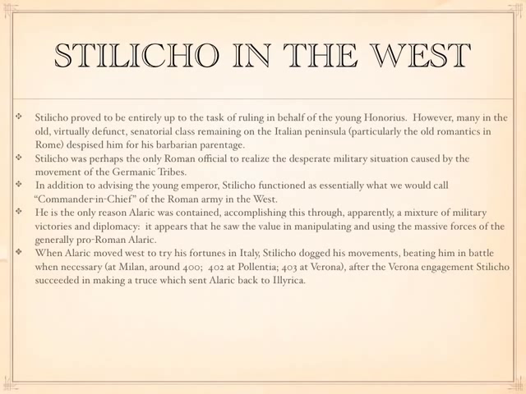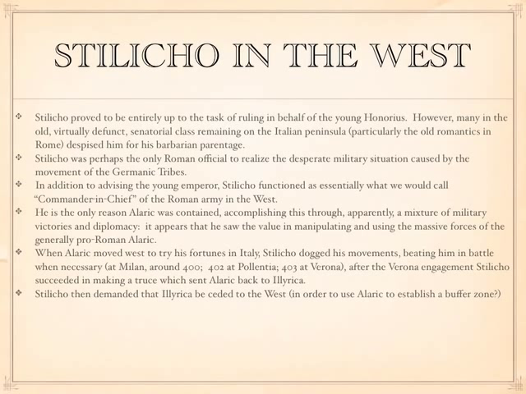Alaric agreed to go back to Illyrica, which he had left when he came to the Italian peninsula. And apparently he went back to Illyrica under orders from Stilicho. So Stilicho took his enemy, turned him into an ally, sent him back to Illyrica, and said, "Wait till I tell you what to do."